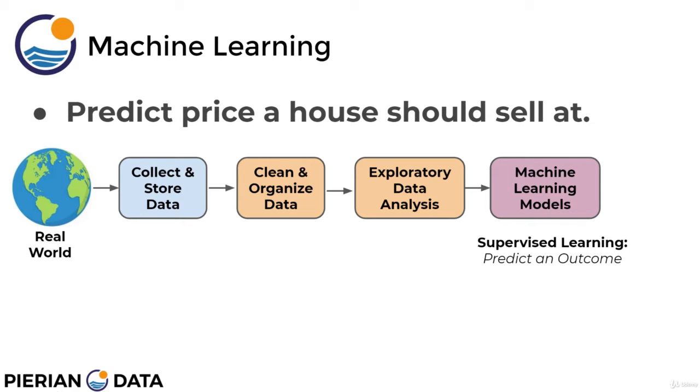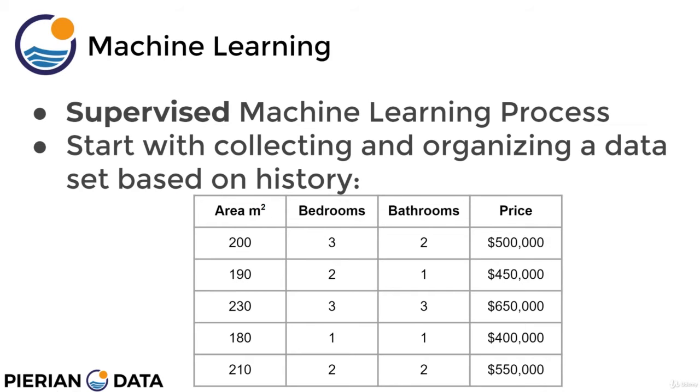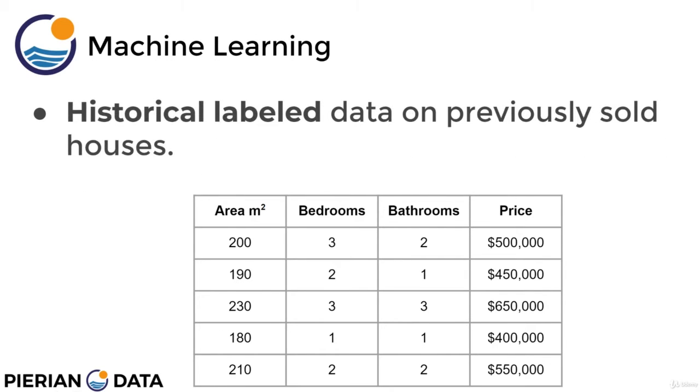So let's take a deeper dive by taking a look at the example problem that we keep referring to, which is trying to predict the price a house should sell at. So what we're going to need to do is start with collecting and organizing a dataset based off history. That means we're going to take a look around our neighborhood at prices that we know houses have been sold at in the past. And we take some note of their features, like their area, bedrooms, bathrooms, and then the historical price that they sold at. Note here is that we have a historical labeled dataset on previously sold houses.